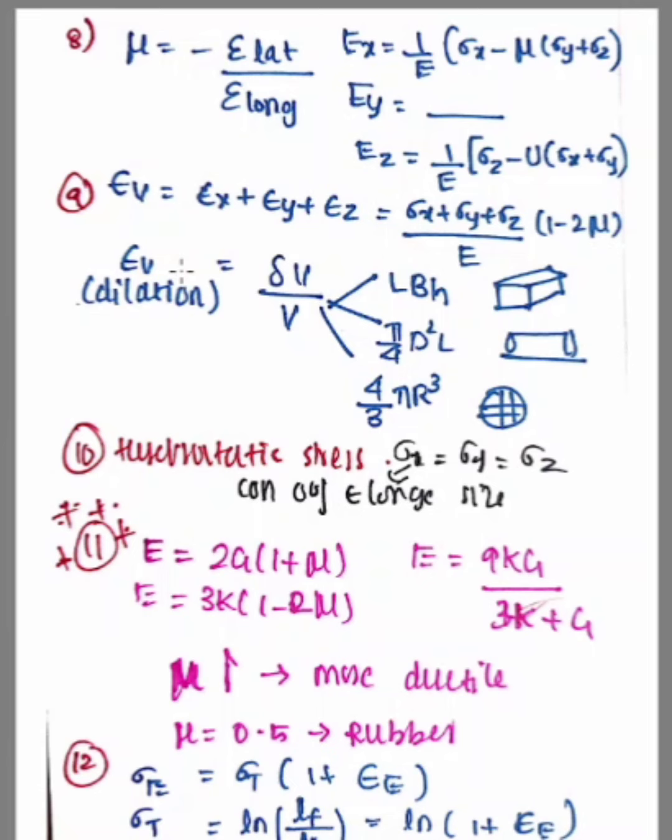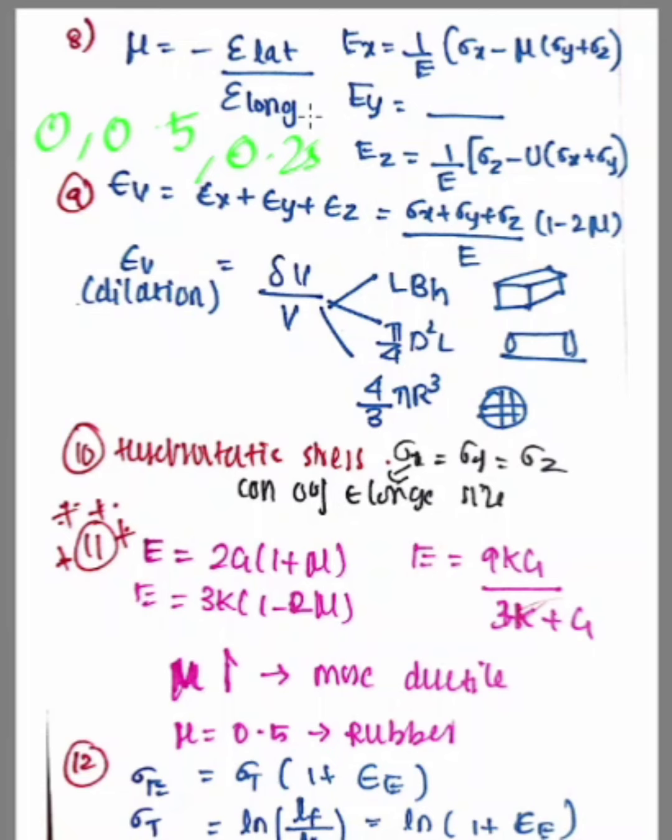So 0 for cork and 0.5 for incompressible material. This is a very important question asked in all kinds of examinations, so don't forget that value also. And mu equal to 0.25 for isotropic material. So mu equal to 0 for cork, 0.5 for incompressible material, and 0.25 for what? 0.25 for isotropic material. And mu is approximately 0.5 for rubber, clay, mercury and paraffin wax.